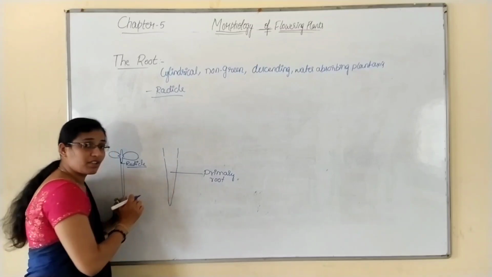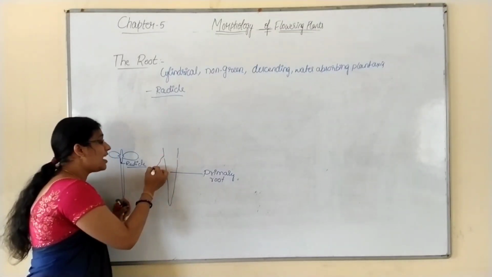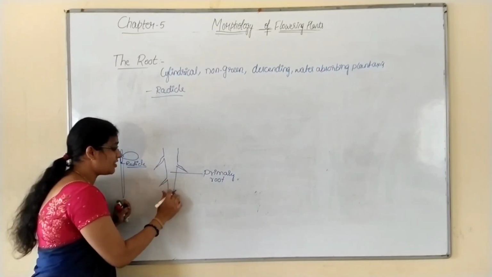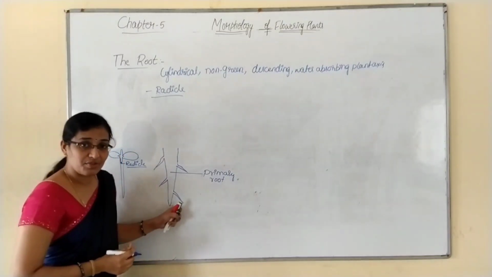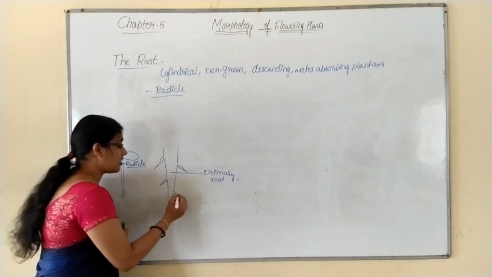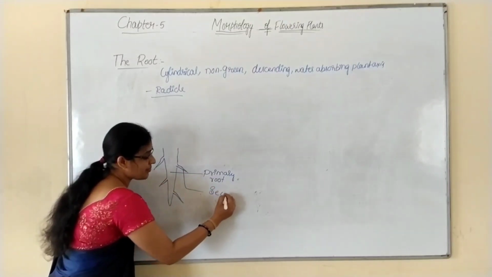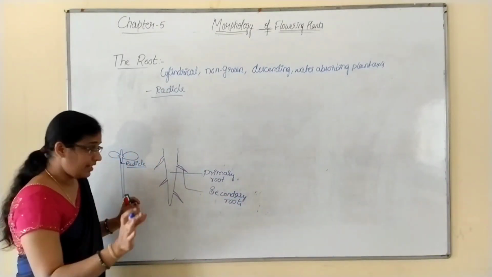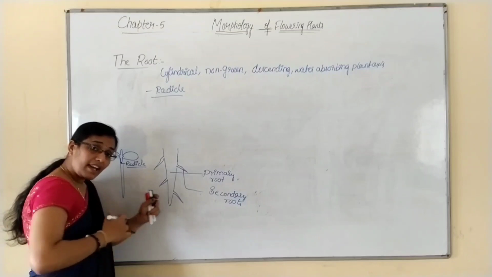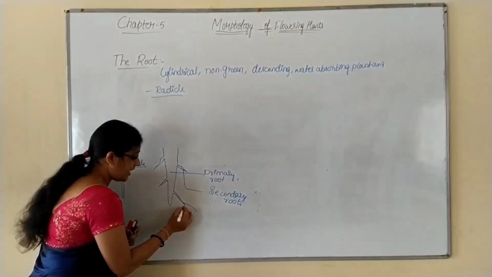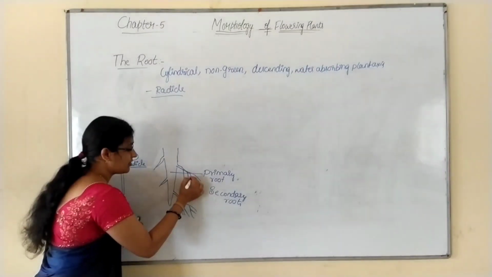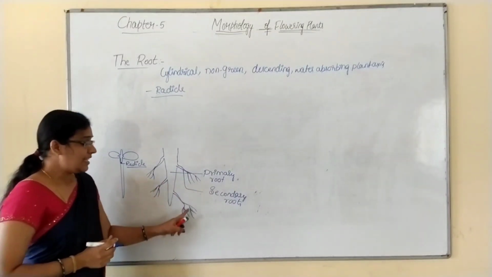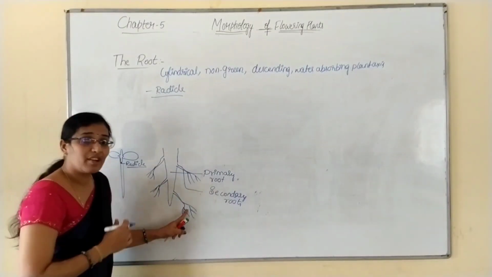And this primary root undergoes branching here and there like this. Those branches which arise from the primary root are called secondary roots. We call them secondary roots. Again, these secondary roots undergo branching. See here, again they are undergoing branching like this. They are not staying quiet, right? Okay. Again, these secondary roots are undergoing branching.